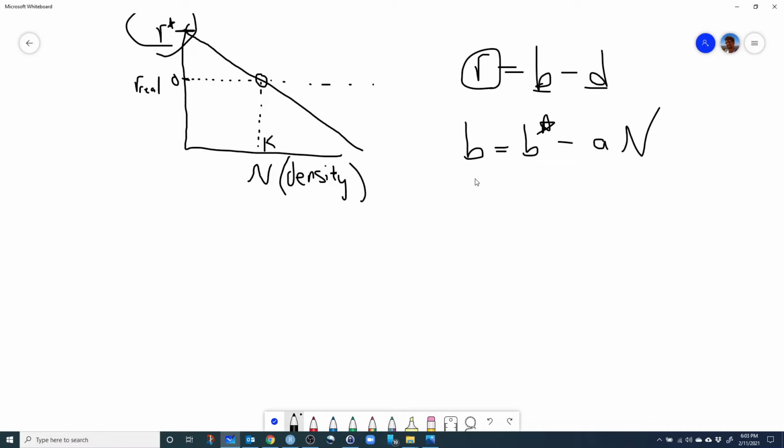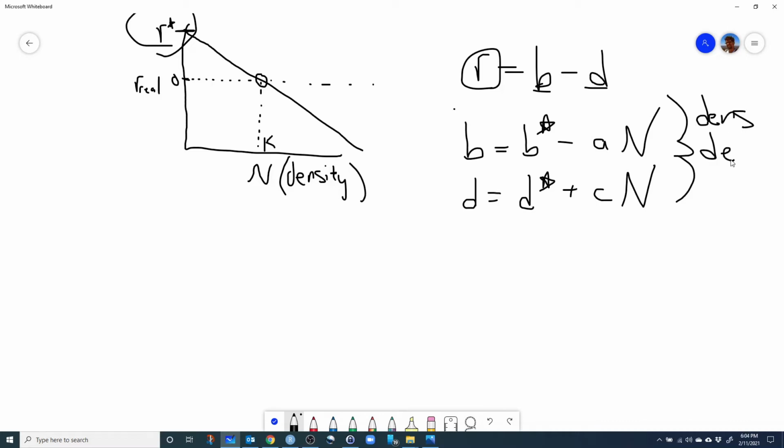Now we can do the same thing with deaths. We're going to start off at the optimal death rate. What is the optimal death rate? As low as possible, right? So the death rate is going to increase with density, and we'll add a slope term times abundance or density. And so now we have both birth and death being density dependent. Both of these equations represent density dependence, and I'll just say dense dep because it's hard to write in this whiteboard. So now we have two density dependent equations.